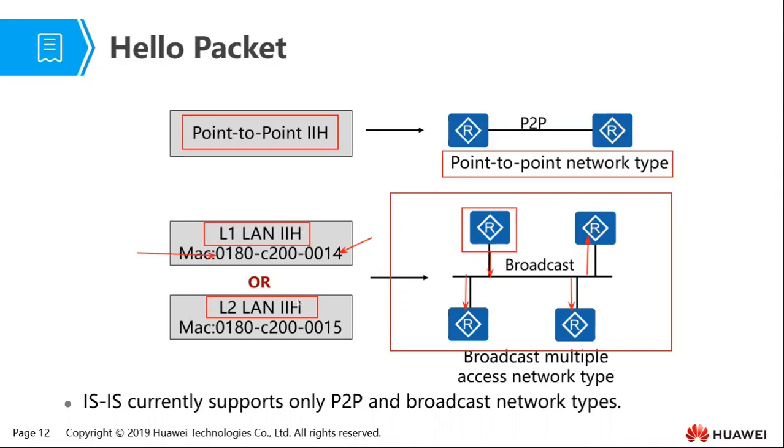Similarly, on a level 2 area, this is the reserved multicast MAC address. So this one ends with 0014, this one ends with 0015. So unlike OSPF packets which use multicast IP addresses, IS-IS is a data link layer protocol, and therefore the packets are exchanged using multicast MAC addresses. So I hope that is clear.